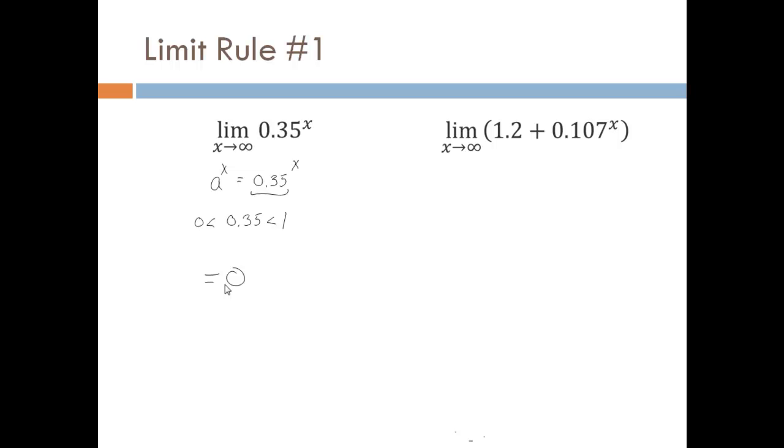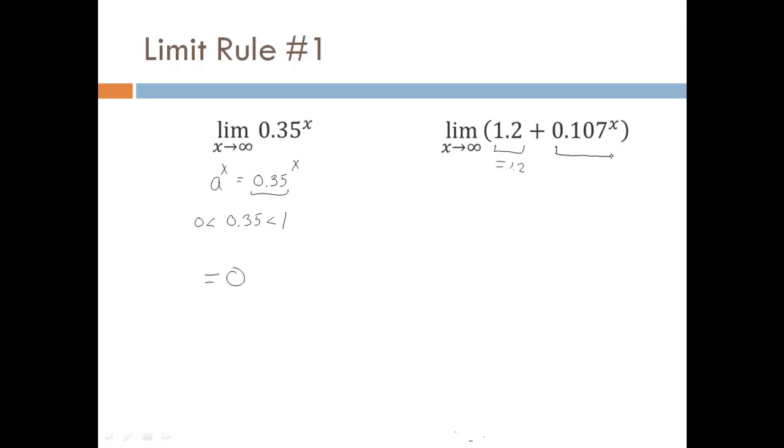Here's another example. This is the limit as x approaches infinity of the function 1.2 plus 0.107 to the x power. So this 1.2 does not have an x term on it, so this is just a constant term. It will always stay 1.2. Doesn't matter if x gets big or small.